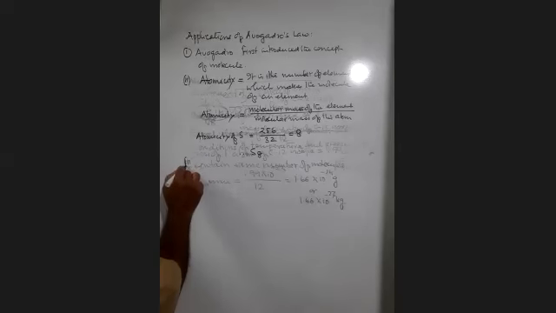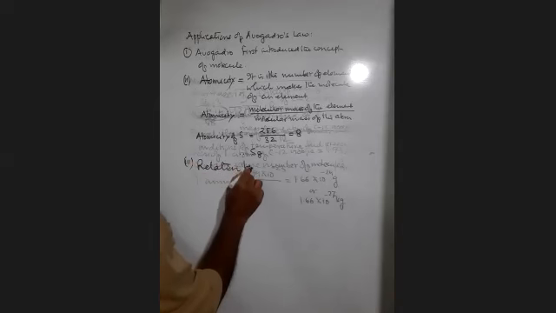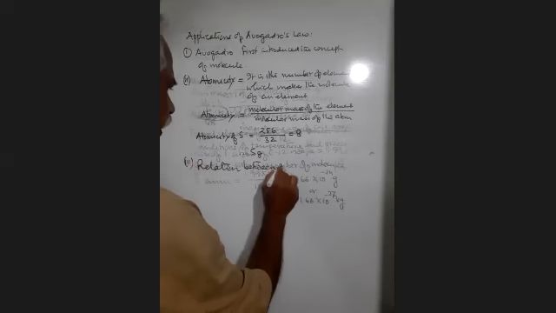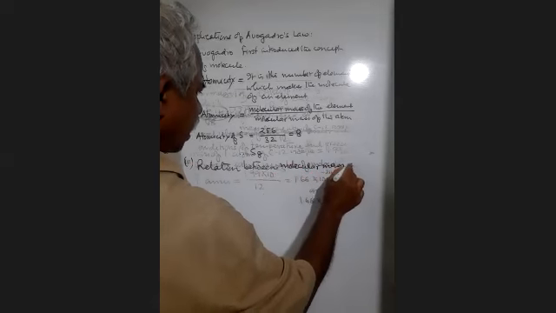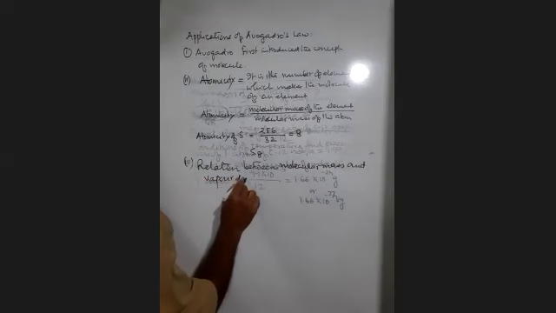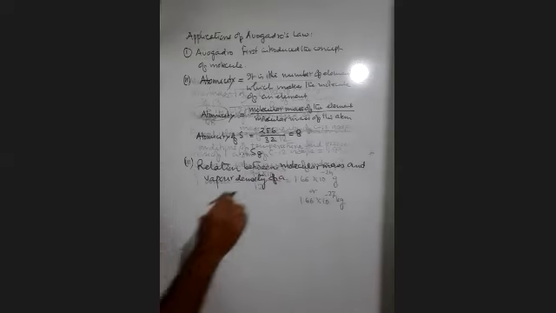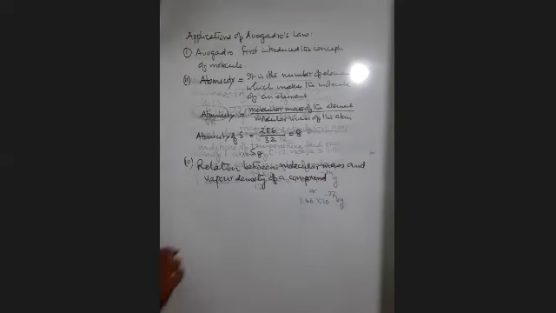Now, third. This is a very famous relationship: the relation between molecular mass and vapor density of a compound. It is a very famous relationship.